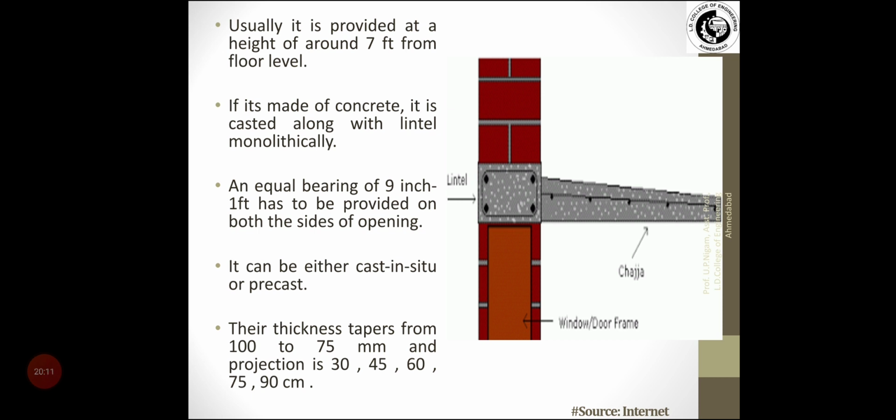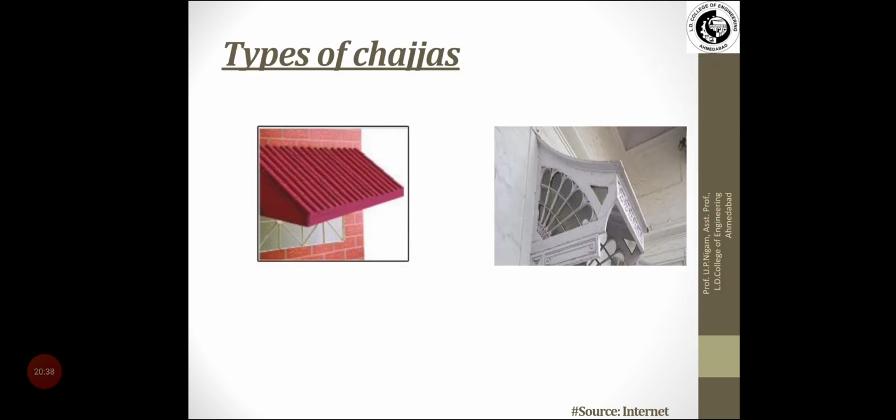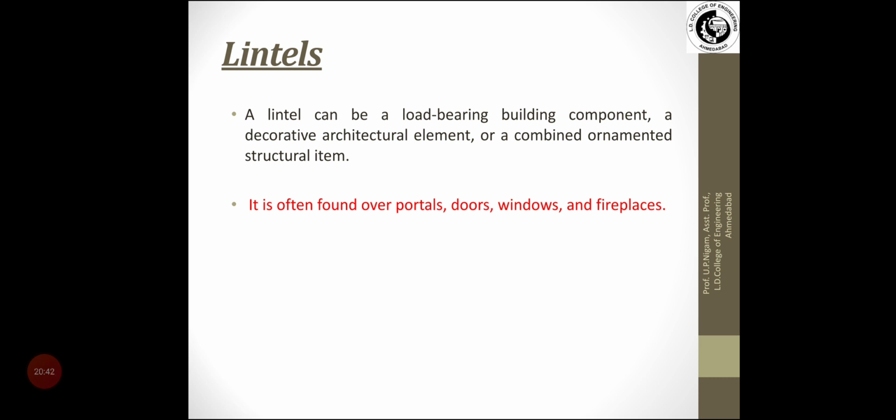Usually it is provided at a height of around 7 feet from the ground level, or even sometimes more than that. If it is made of concrete, it is cast with the lintel monolithically. An equal bearing of 9 inches to 1 foot has to be provided on both sides of the opening. So it may be cast in situ or precast. The thickness tapers, from 100 to 75 mm, and projections of 30 to 90 centimeters are provided. So these are the different types of chhajjas you can see.